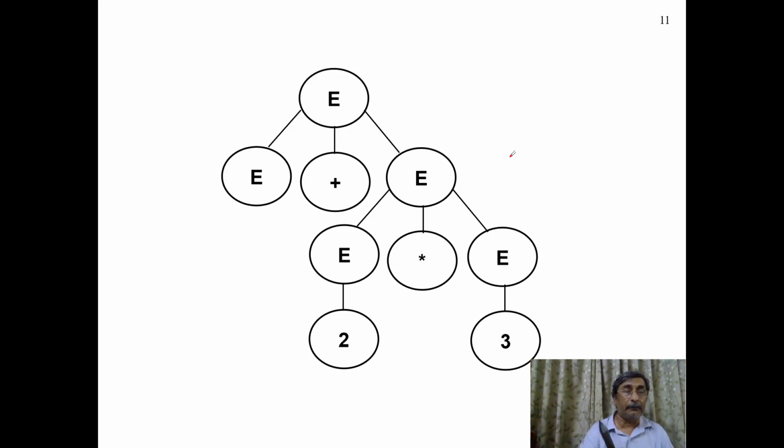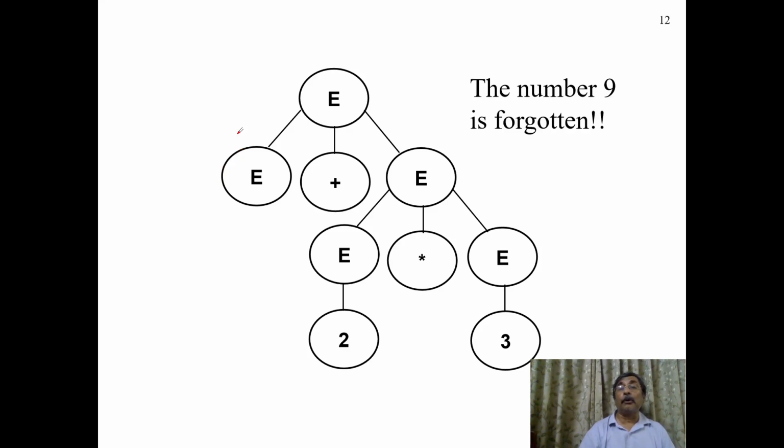Now, if this is the tree after reduction, then I forgot what was beneath this particular non-terminal. What was beneath it? The number 9. We have forgotten that number 9, which we cannot forget, because if we forget it, then parsing can be done, but evaluation of the expression or code generation from the expression cannot be done. So we must not forget the tree that I reduce. I must remember the tree that I reduce.